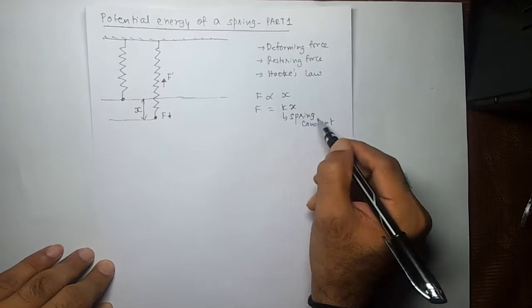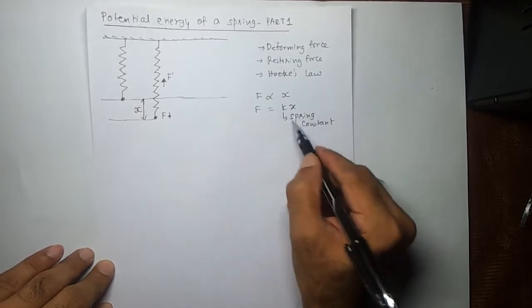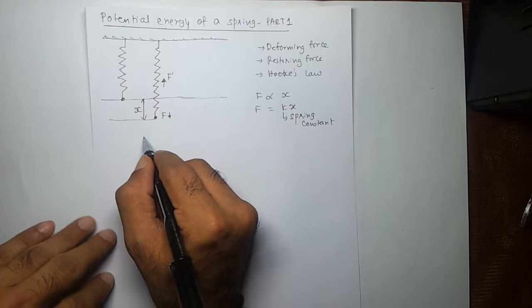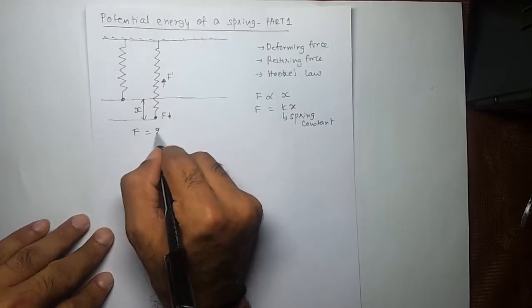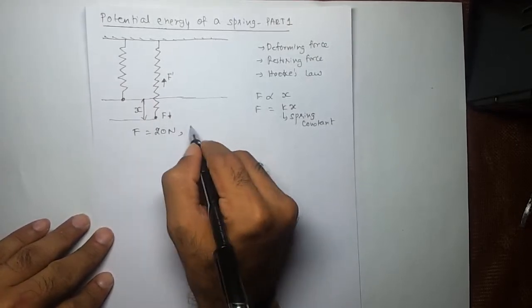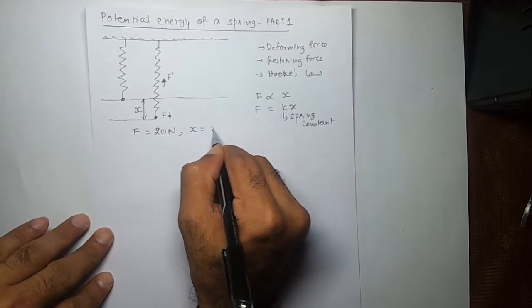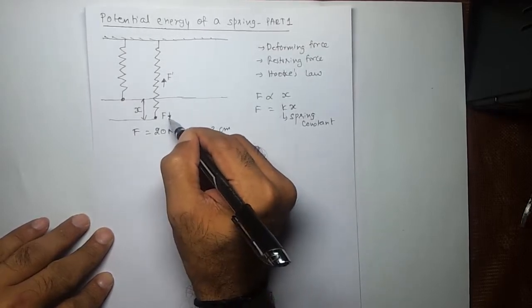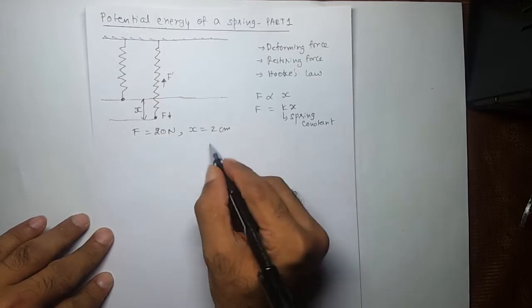The value of spring constant is constant for a spring, right? Hence the name spring constant. Let us take some values. Let us say the force applied over here is 20 Newton, and that caused a displacement of, let's say, X is equal to 2 centimeter. Right? I have applied force F, 20 Newton, elongation is 2 centimeter.